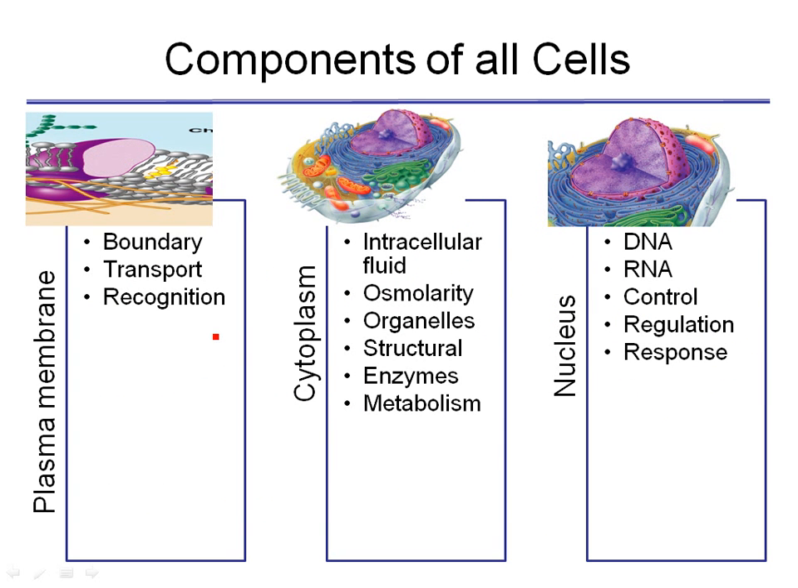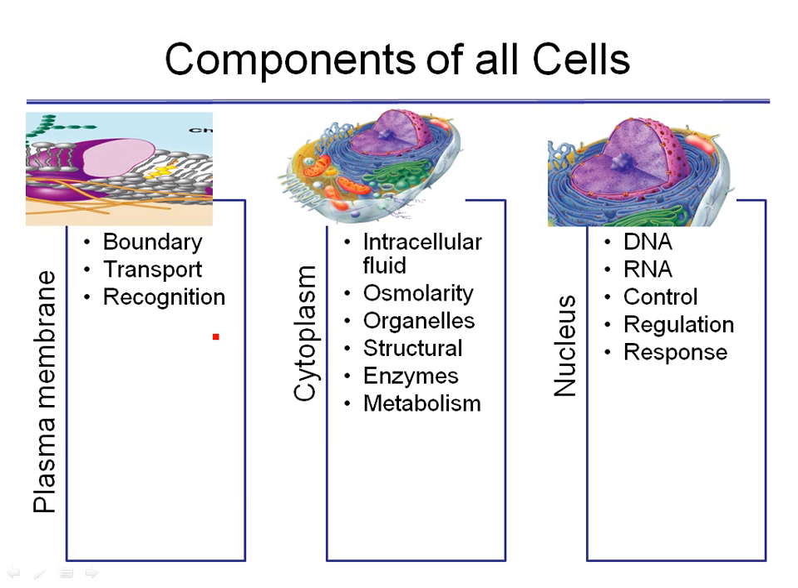At the very basic, cells are always a plasma membrane or cell membrane, cytoplasm with things in it, and then a nucleus. Plasma membrane is for boundary, support, and recognition and transport. The cytoplasm is the intracellular fluid, the cytosol, with everything else dissolved into it. Cytoplasm is affected by osmolarity. Cytoplasm contains organelles and structural proteins and enzymes. Cytoplasm is where a lot of chemical steps in metabolism take place.